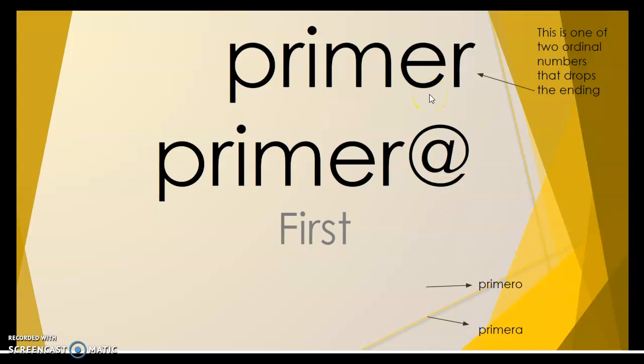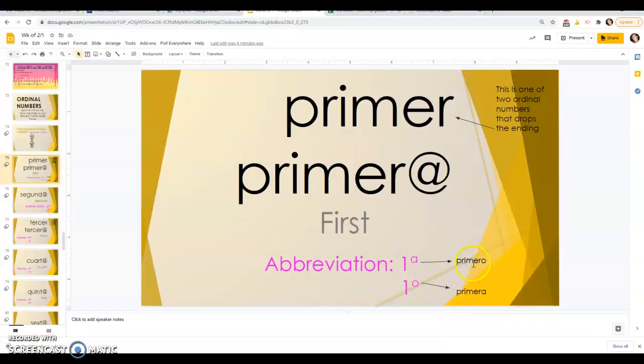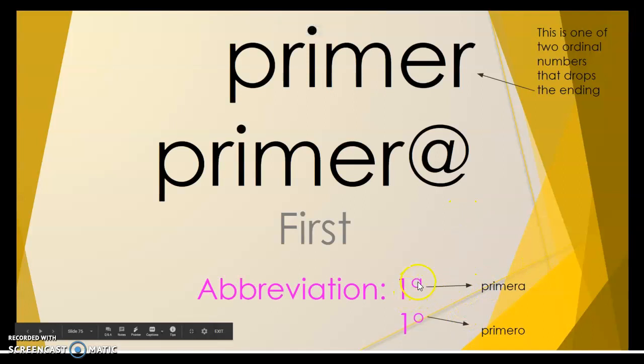There's probably a really good reason why, but not enough time to go into it. So instead, you just need to remember that this one drops it. And an abbreviation for this, if you wanted to say primero, you would abbreviate it just like we have first and second and things like that with the ND floating. For this one, all you would have to do is have one and a little a to show that it's primera, or one with a little o floating to show that it's primero.